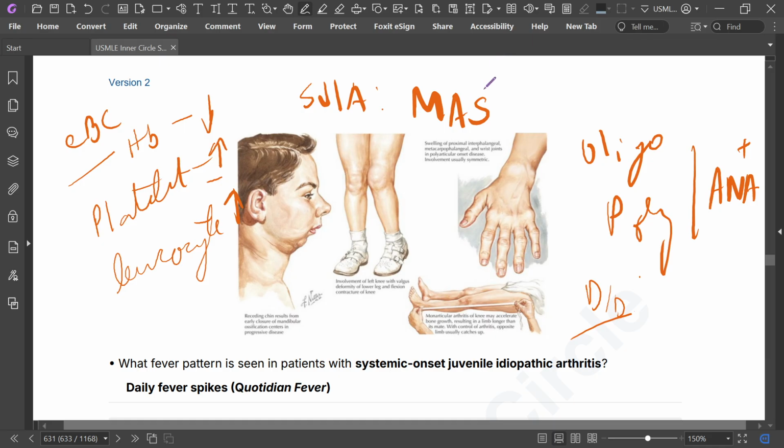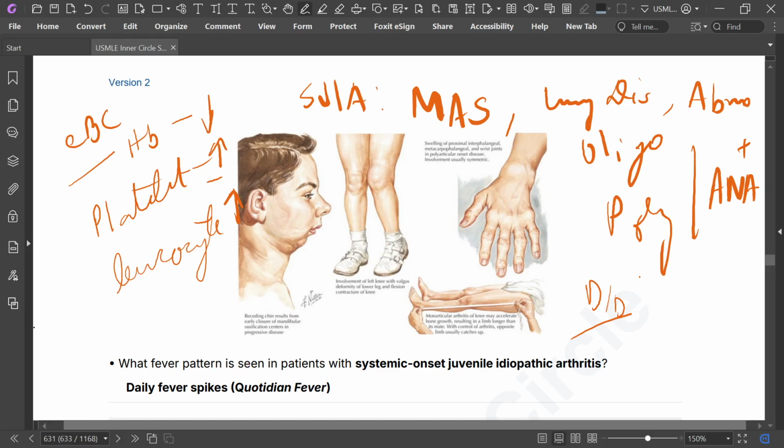There may be lung disease: chronic parenchymal lung disease, alveolar proteinosis, and interstitial lung disease occur in JIA. There may also be abnormal growth due to prolonged glucocorticoid use. So these three complications: macrophage activation syndrome, lung disease, and abnormal growth due to chronic glucocorticoid use.